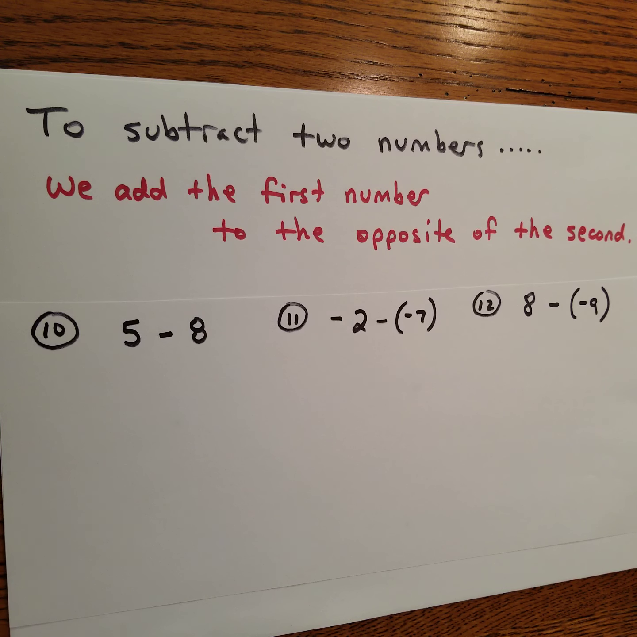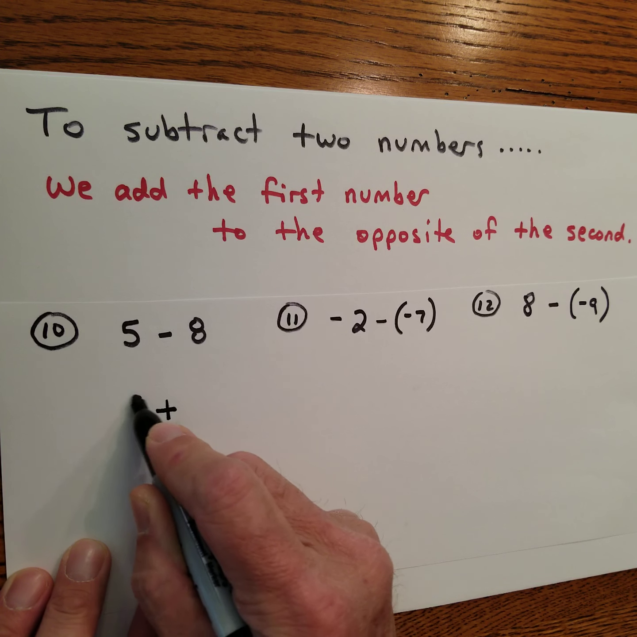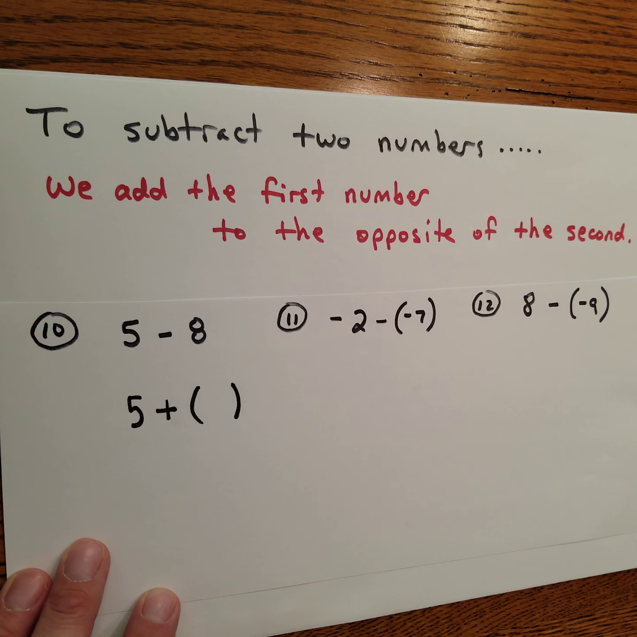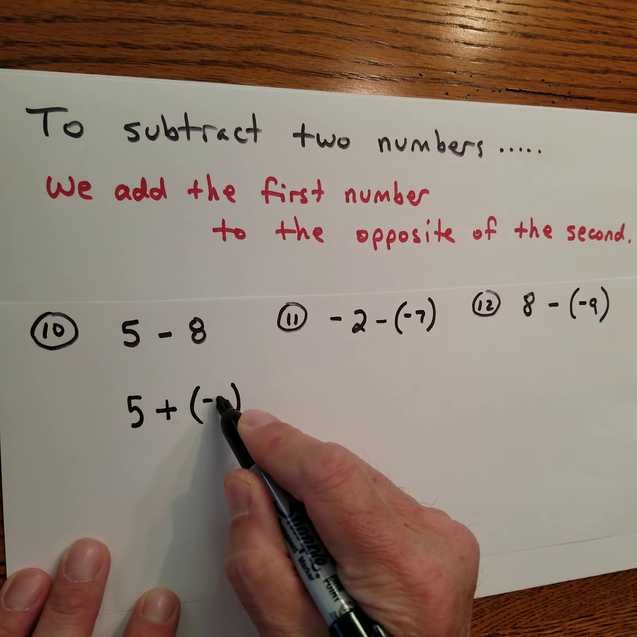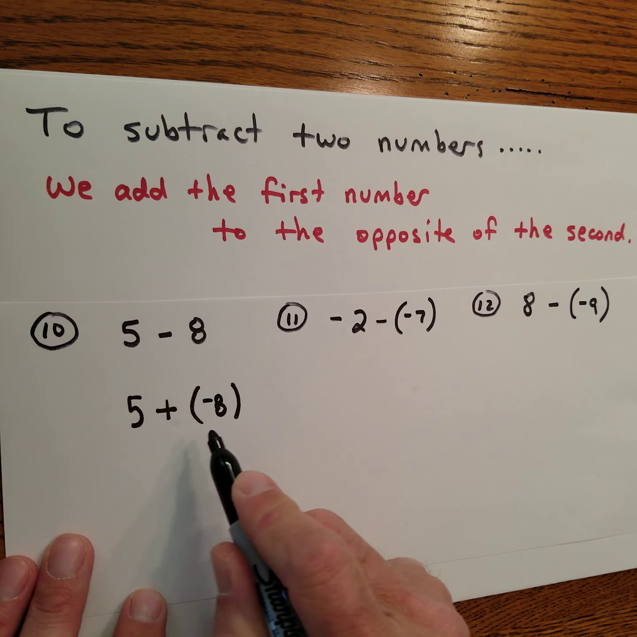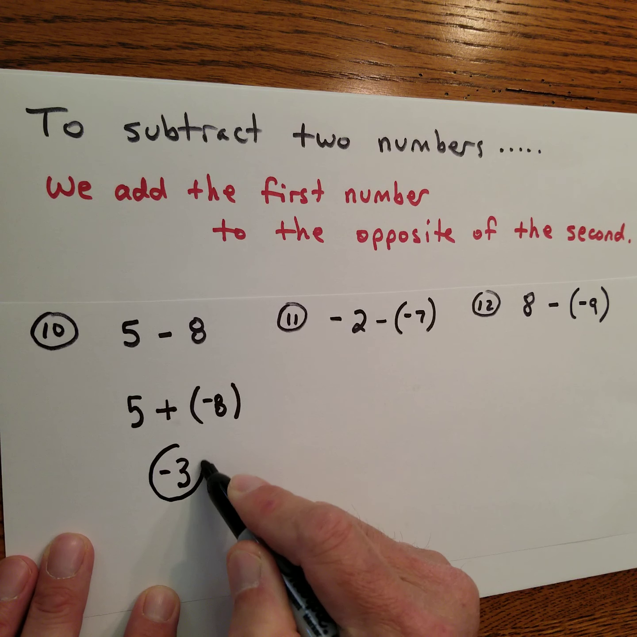Feel free to pause the video here and try these 3, and then start the video back up and check them as I work them. In number 10, I see subtraction, so I change it to addition of the first number and the opposite of the second number. The opposite of +8 is -8. Now I've got a positive and a negative, so I subtract them, take the sign off the larger number.